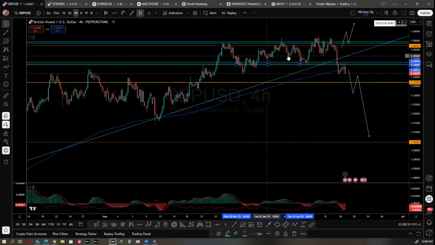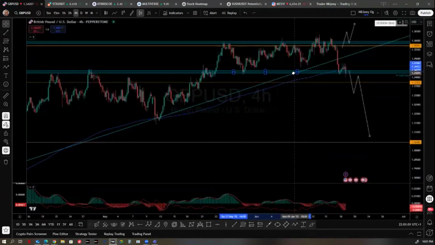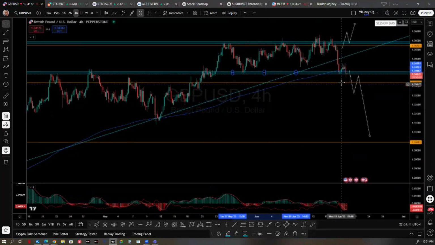If I choose this one also, even though it has retested here, price is still within the consolidation phase. So it still doesn't make sense. But if I now choose this and say, okay, price, this is where you ended, let me take off from there, you will need to break out, retest it, and continue.